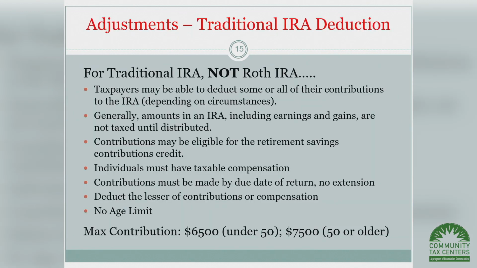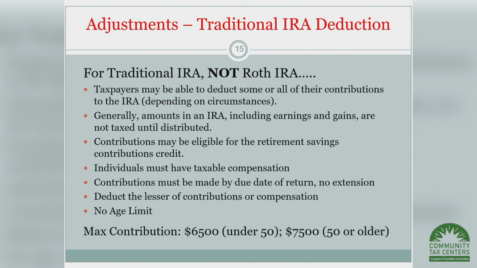Okay, let's talk about IRAs. An IRA is an individual retirement account, and the law allows you to set aside money for your retirement. There are basically 2 types of retirement accounts. We have the IRA and we have the Roth. Now the IRA is a deduction for the taxpayer. However, the Roth is not, but it still needs to be reported.